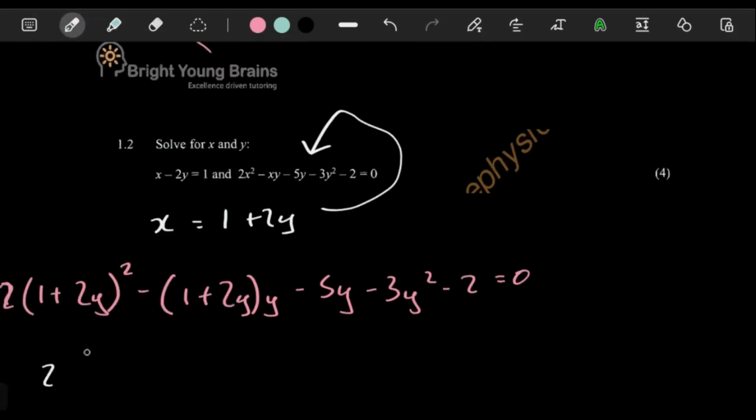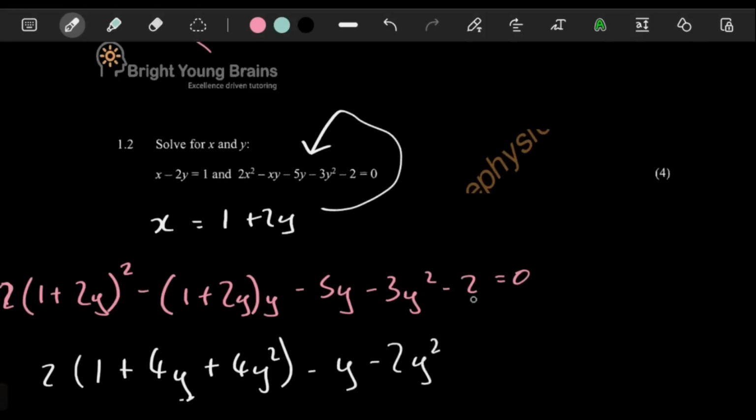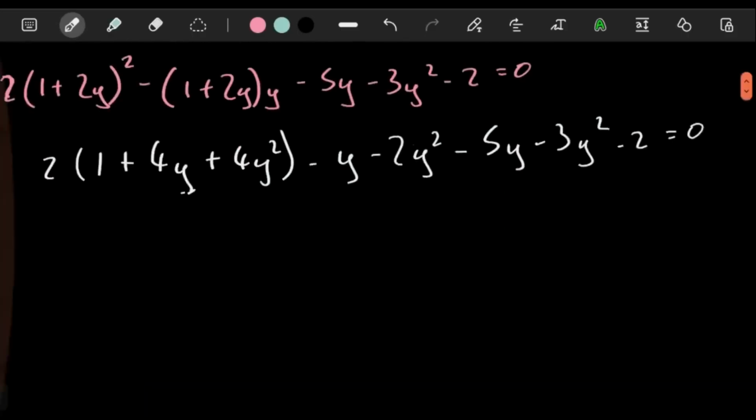So here it's going to be a 2, right? 1 times 1 is 1. And then plus 4y squared. And then we're going to have here this negative and this y can be put together, right? So if you multiply inside, it's going to be like negative y and then negative 2y squared. And then the rest here, it's like negative 5y, negative 3y squared, negative 2 equal to 0.